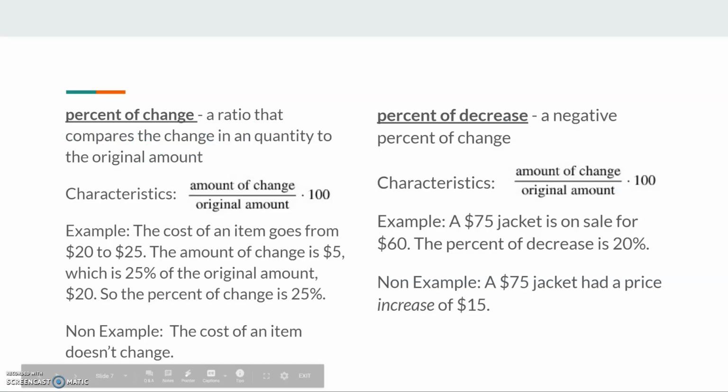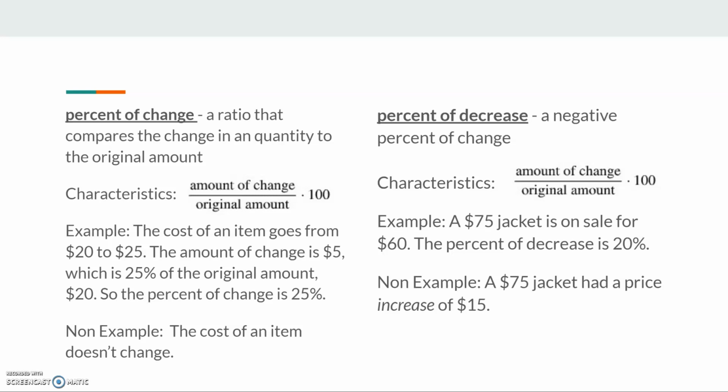All right, your vocabulary for this module, you should have completed those earlier this week. So your first word, percent of change, is a ratio that compares the change in a quantity to the original amount. It's going to be the amount of change over the original amount times 100. So an example, the cost of an item goes from $20 to $25. The amount of change is $5, which is 25% of the original amount, $20. So the percent of change is 25%.